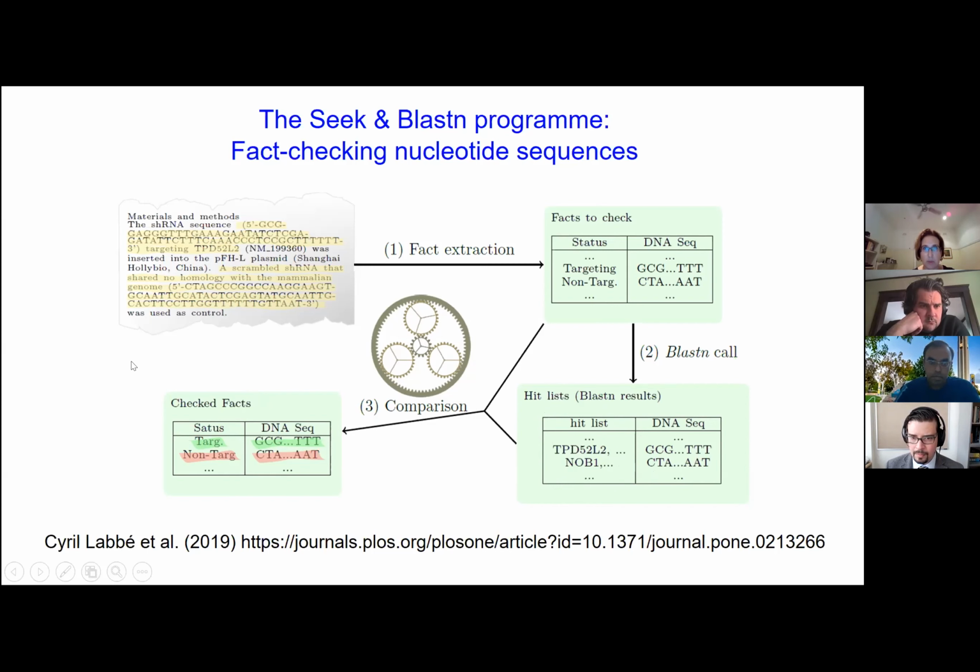This tool was written by Cyril Labbe, who is on the call with us. I found these wrongly identified sequences, but if it was up to me, we would still be pulling these out manually and screening them by BLAST. It's Cyril that wrote the program and saw that we could do a lot better through a tool. So this is a link to the publication.